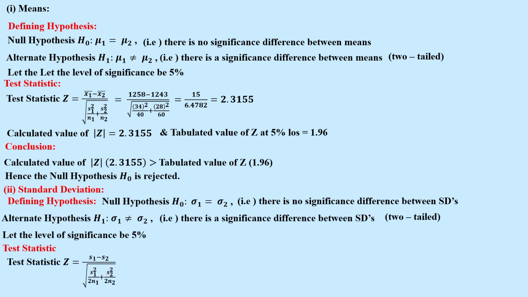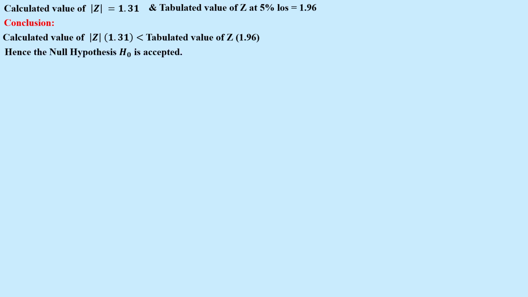Test statistic formula: (S1 minus S2) divided by the root of S1 square by 2n1 plus S2 square by 2n2. So that is equal to 34 minus 28 divided by the root of 34 square divided by 2 into 40 plus 28 square divided by 2 into 60. So you will get 1.31. So the calculated value of Z is 1.31. Tabulated value is 1.96. So conclusion, the calculated value 1.31 is less than the tabulated value 1.96. Therefore H0 is accepted. So that means there is no significant difference between the standard deviations. Thanks.